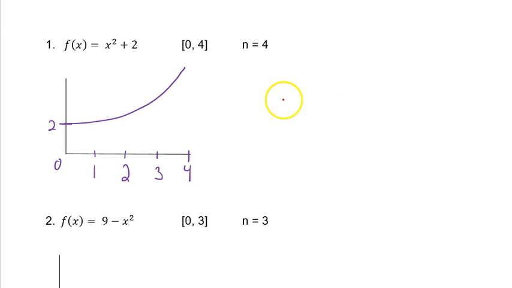Now, because we are doing midpoint approximations, I need to find the midpoints. So the first one would be 1/2, the second 3/2, the third 5/2, and the fourth one would be 7/2. And again, I like to use top-heavy fractions because it's just easier to do the math sometimes. Now, because I'm using 4 rectangles between 0 and 4, the width of each one is still going to be 1. But I'm going to go ahead and draw these hitting at the midpoint, being that width of 1.